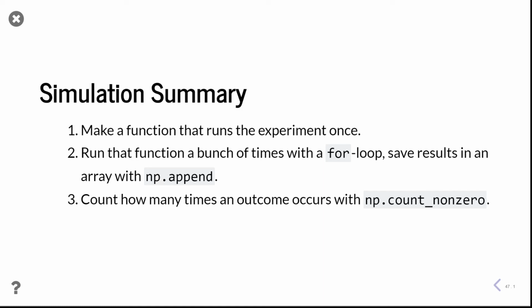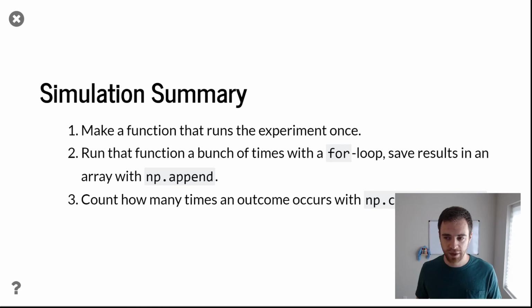So in summary, what we did here was we made a function that runs the experiment once, we ran that function a bunch of times with a for loop, and then to approximate the probabilities, we used numpy count non-zero. So that's the recipe that we're going to be using over and over again in the rest of the quarter to calculate probabilities. It's as simple as this. Sometimes running the experiment once is what takes more thought, is a little bit harder, but the basic idea is exactly this.